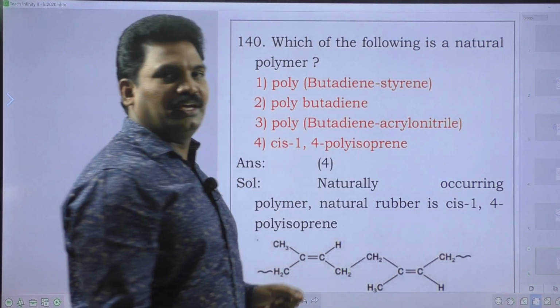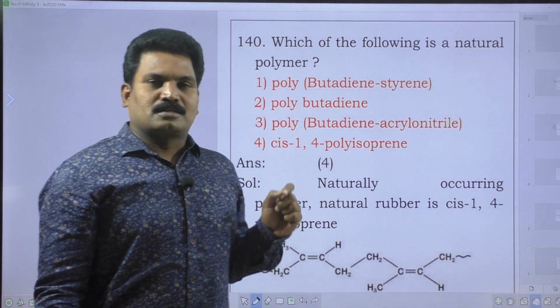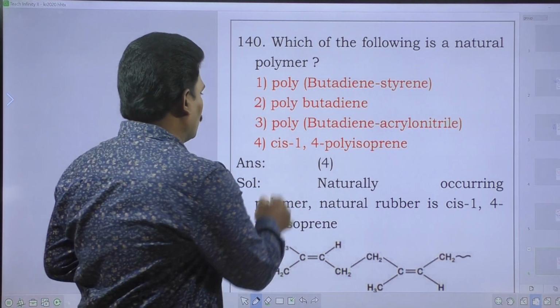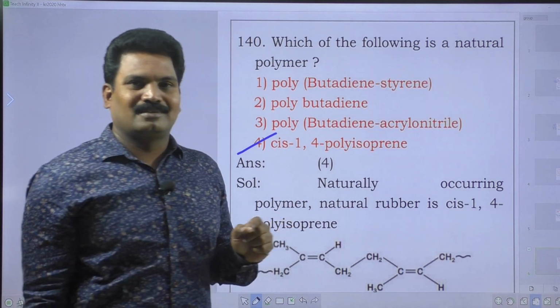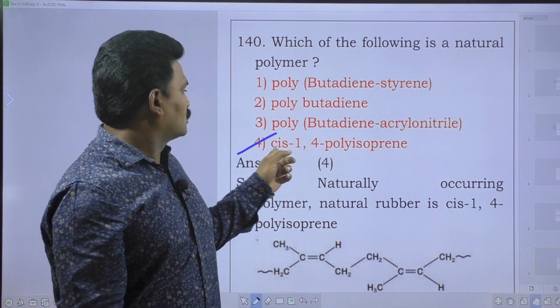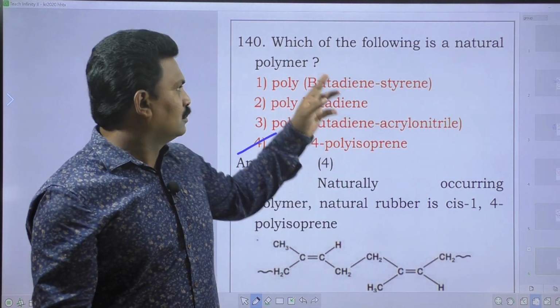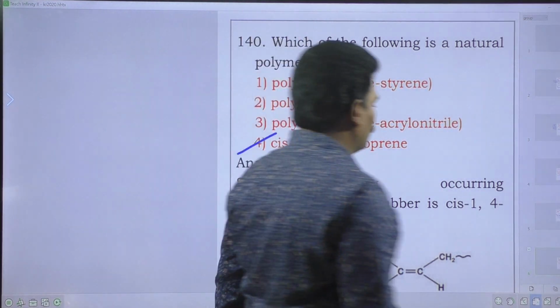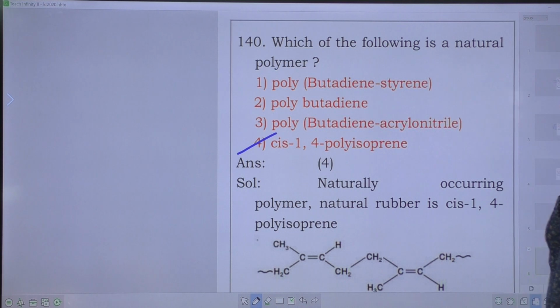Which of the following is a natural polymer? Cis 1,4 polyisoprene is a natural polymer. Trans 1,4 polyisoprene is gutta percha. But the given cis 1,4 polyisoprene, that is the natural polymer. So the option is 4. And then go to question number 141.